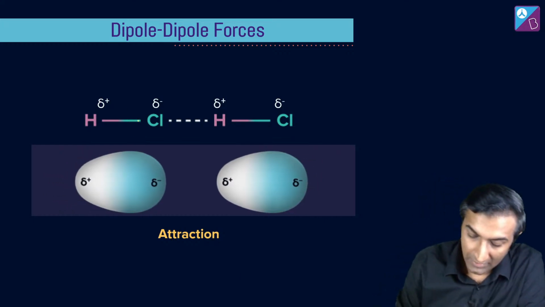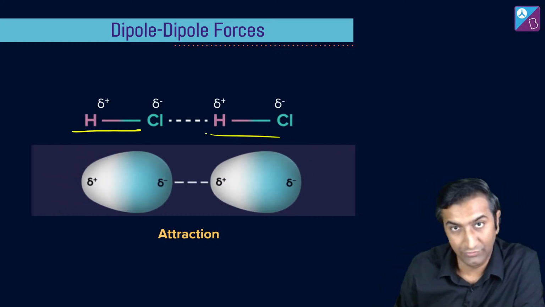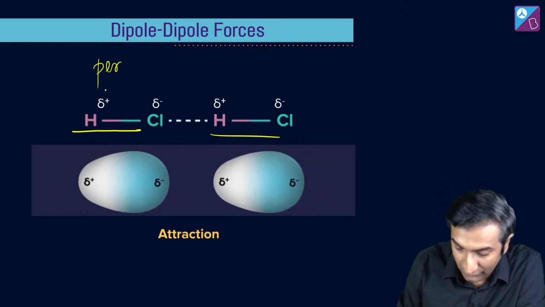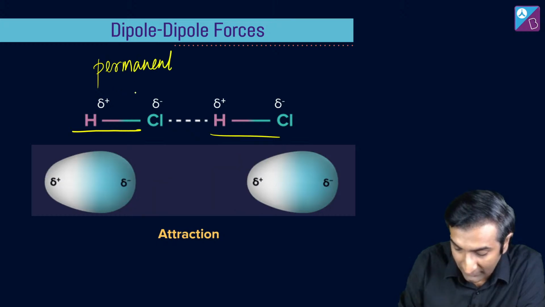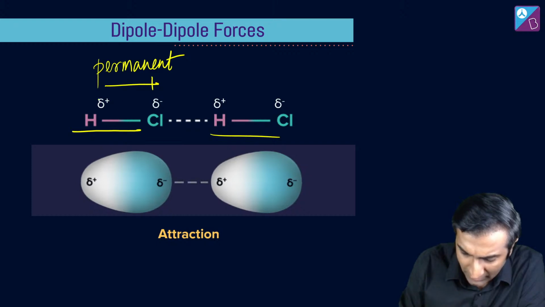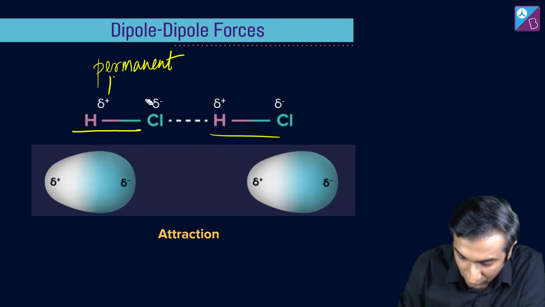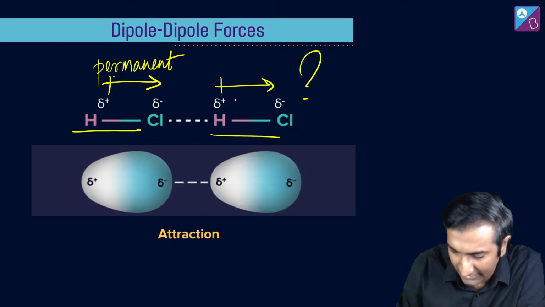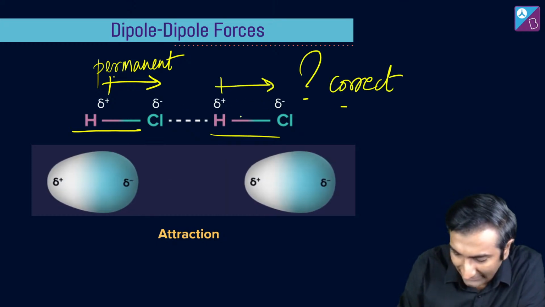So if you see two HCl molecules, let's look at that. यहाँ पे बहुत ही clearly there are permanent dipoles that exist. Which means that if you want to draw the diagram, it starts from here and goes towards the negative end, right? Is this the correct way of writing this dipole?